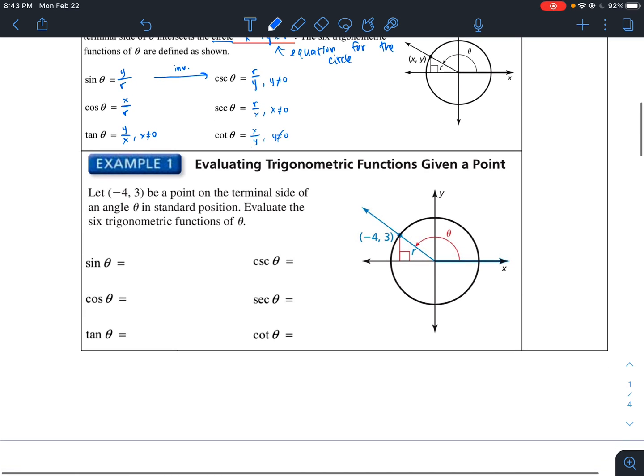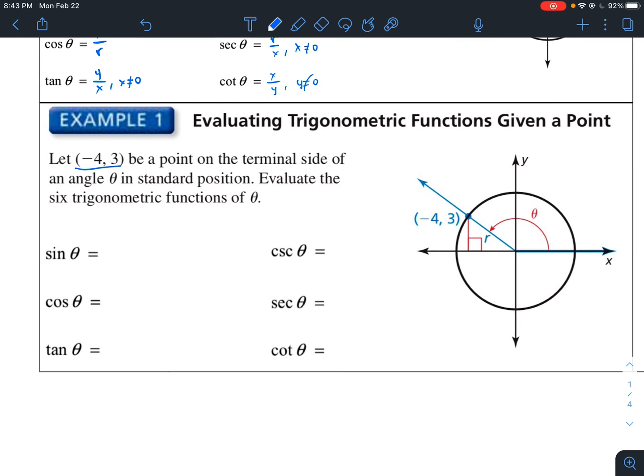Okay, so let's look at an example of what it means to find and evaluate the trigonometric functions given a point. So it says let negative 4, 3 be a point on the terminal side of an angle theta in standard position. So that's what we have here. We have our terminal side, and negative 4, 3 is the point that lies on the terminal side. So it creates a circle from that point. Evaluate the 6 trigonometric functions of theta.